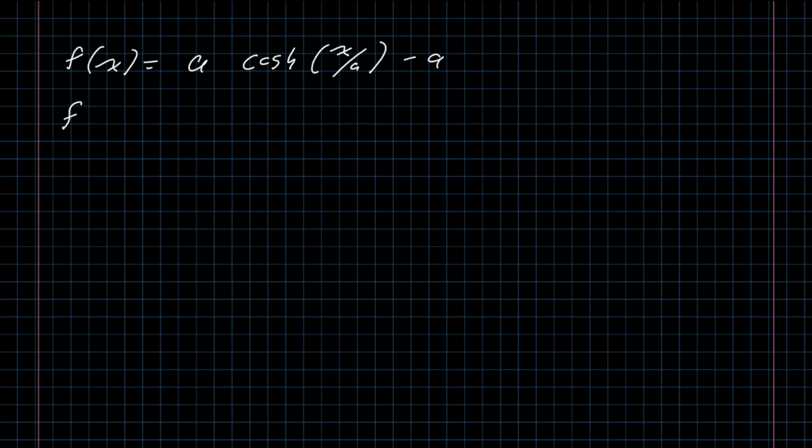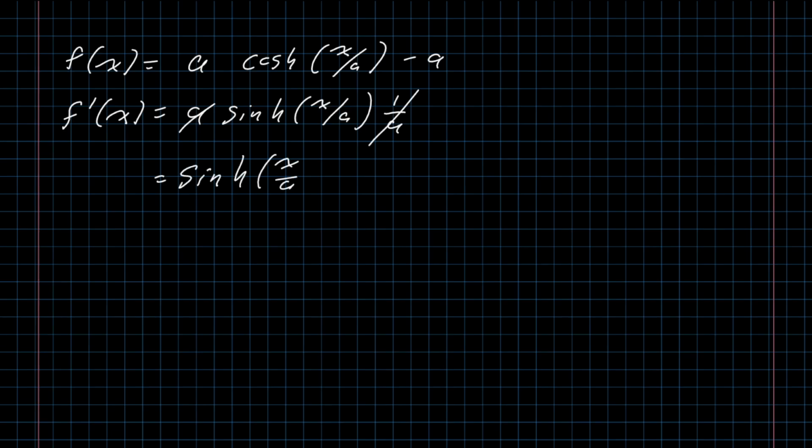Well, to find extrema, we usually look at the first derivative test. So f prime of x will be a times the derivative of cosh, which is sinh of x over a, multiplied by the derivative of the argument. The derivative of x over a is 1 over a, and then minus the derivative of a. A is a constant in this expression, so that's not doing anything, and that's the whole thing. The a and the 1 over a are going to cancel each other out. So we're left with sinh of x over a.